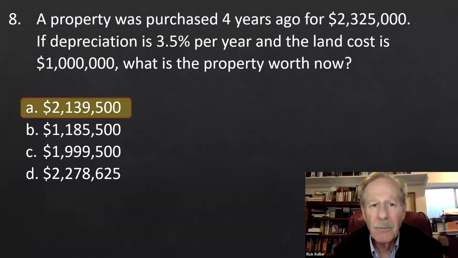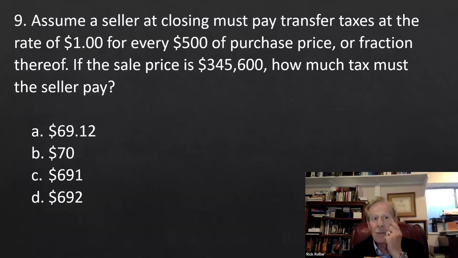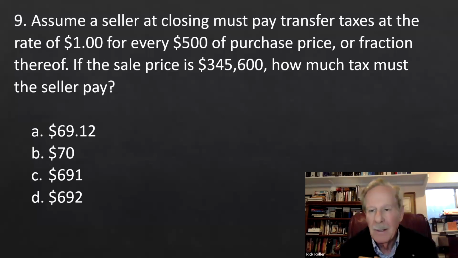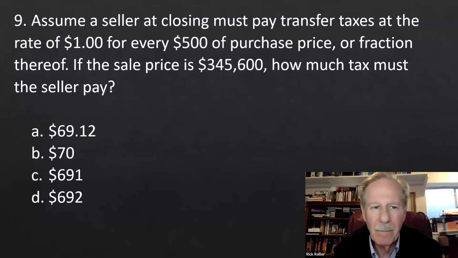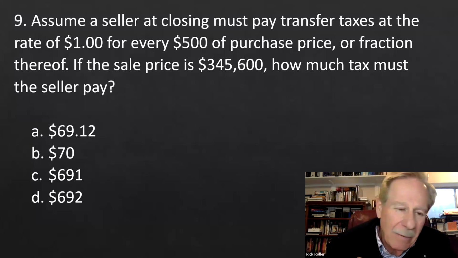Okay. A property was purchased for... assume a seller at closing must pay transfer taxes at the rate of $1 for every 500 bucks. Now, a transfer tax is a small tax. I mean, it's only $1 per 500. And the purpose of it is not to raise more revenue. It's really to help the county assessor because they'll stamp it right on the deed. And so what'll happen is they'll know that the transfer tax was one of these 4 numbers here, but they'll know based on the formula for their county or for their state, they know what the formula is.